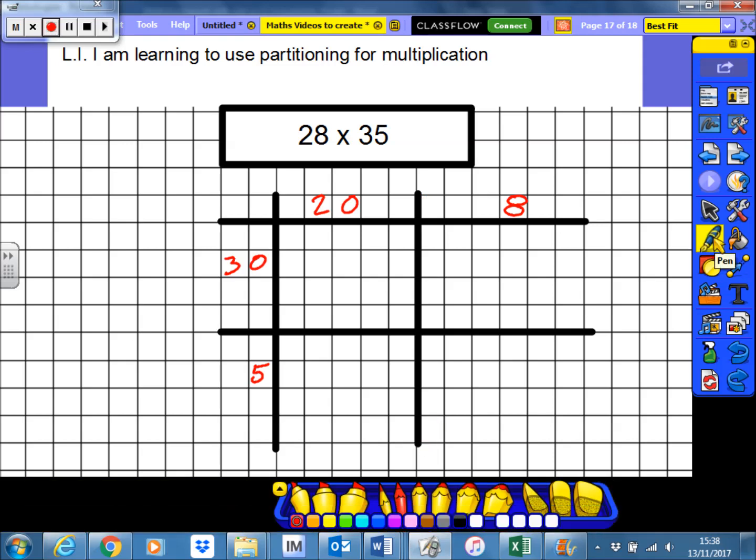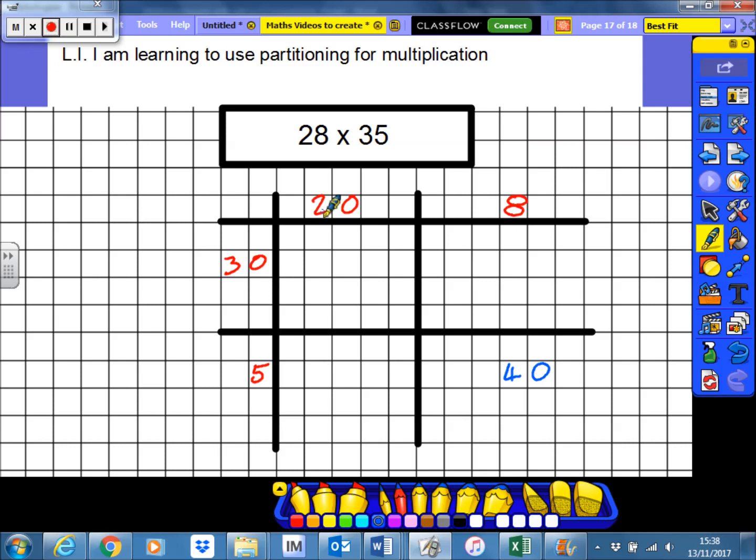Okay, now, I'll start with the easiest quadrant, which would be this one down here. The reason I think that one's the easiest is because it's got a single digit number above and beside. So all I need to do here is 8 times 5, the answer to which is 40. So that's this quadrant taken care of now. Okay? Now, the two next easiest ones are these two here. I'll take this one to start with.